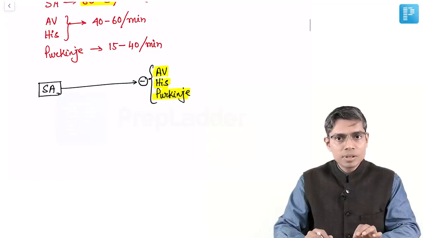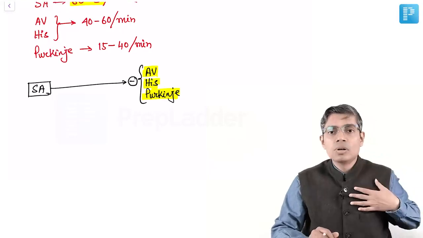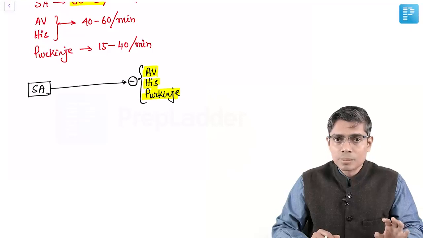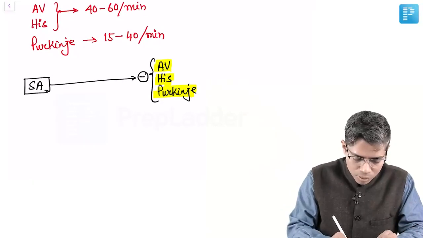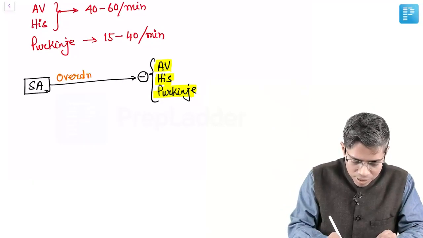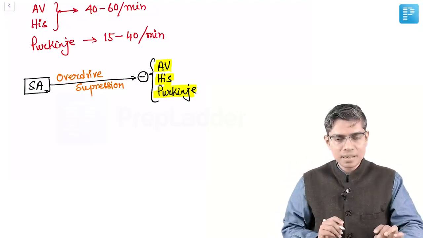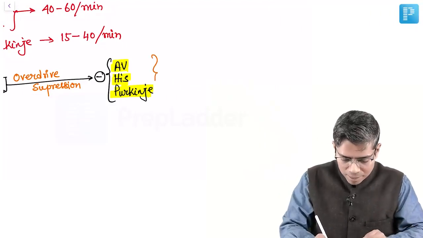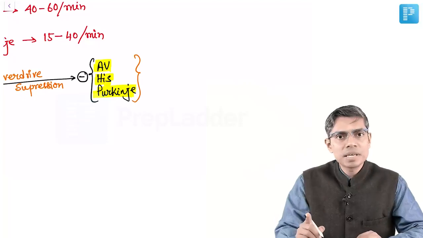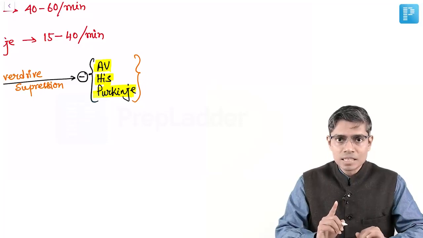The other parts, AV node, bundle of His, Purkinje fiber, although they are capable of producing beat, in normal heart they are not producing any heartbeat because they remain under the suppression of SA node. This kind of suppression is known as overdrive suppression of SA node on other pacemaking cells like AV node, bundle of His, and Purkinje fiber. So they normally remain suppressed because of the dominant SA node, but they are capable of generating spontaneous heartbeat.